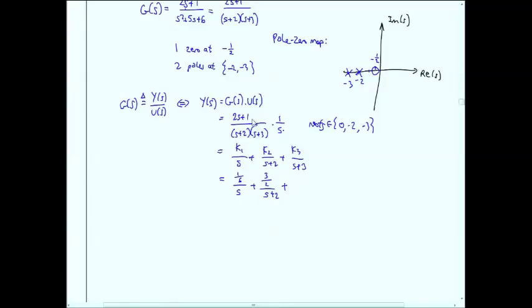And K3, cover up s plus 3 and evaluate the rest at s equals -3. So 2 times -3 is -6 plus 1 is -5 over negative 1 times negative 3 is 3. Negative 5 over 3.